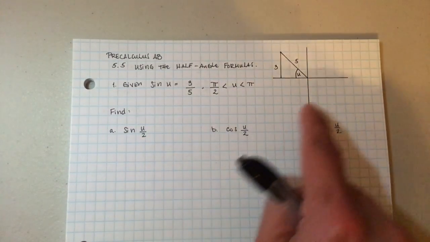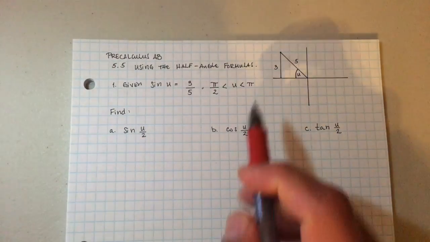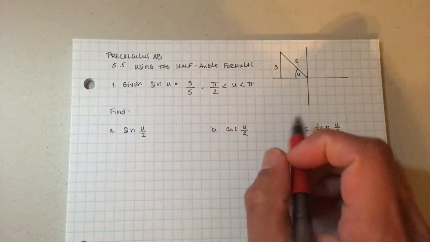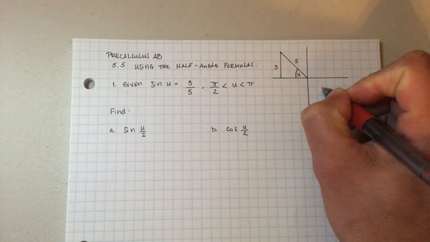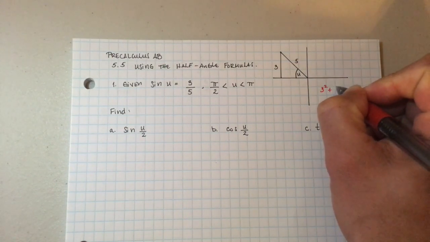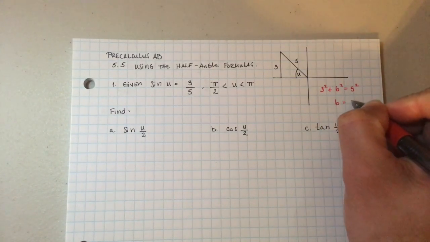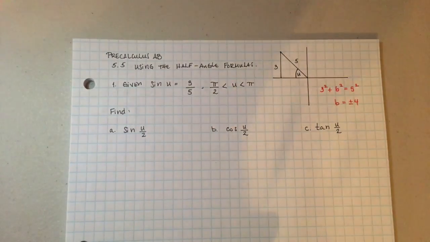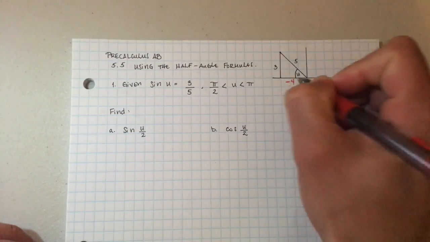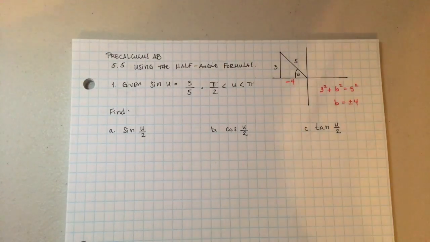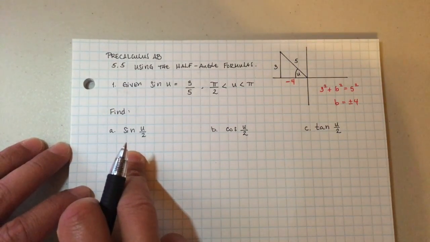So the first thing you notice is that I drew my triangle. And just like we've done in the past, you're going to need this side as well. And so you're going to have to use the Pythagorean theorem. So you should get 3 squared plus something squared is equal to 5 squared. And when you solve it, you should end up with b is equal to plus or minus 4. And since we're going to the left, we're going to use negative 4.